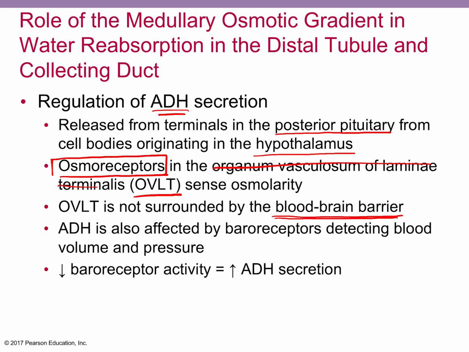ADH is also, so that's one, it's also affected by baroreceptors. So baroreceptors are pressure receptors, right? Stretch receptors, and they can detect blood volume. And if the volume goes down, that means your fluid levels in the blood go down, right? You don't have a lot of fluid in there. So that's going to be a signal to retain water because your baroreceptors stretch. You don't have that much stretch anymore. The content of the liquid is low. So the decrease in baroreceptor activity will increase your ADH secretion.